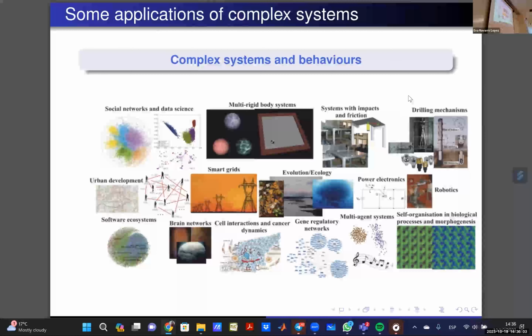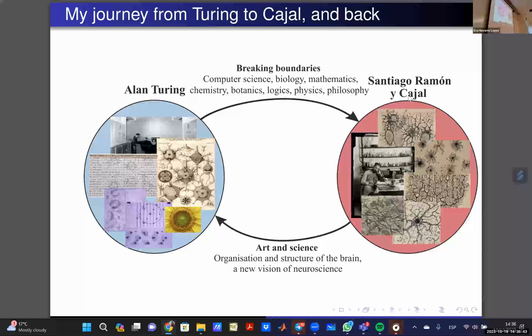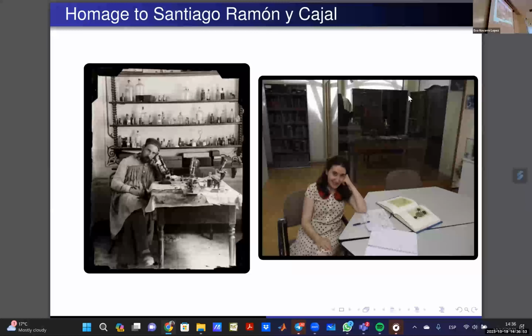In the middle between building robots, I was one of the first persons in Spain who built walking legged robots. So between robots and the brain, I have worked on many different systems. I have worked on mechanical systems, on mechanical vibrations in the oil industry. I have controlled different types of robots, power electronics. I have studied ecological systems, smart grids, social networks, cancer dynamics, and I have even created music with swarming algorithms. So my journey has always been between Alan Turing and Ramon y Cajal and back. Like a control engineer, I see feedback everywhere. And I am trying hard to follow the steps of Ramon y Cajal.